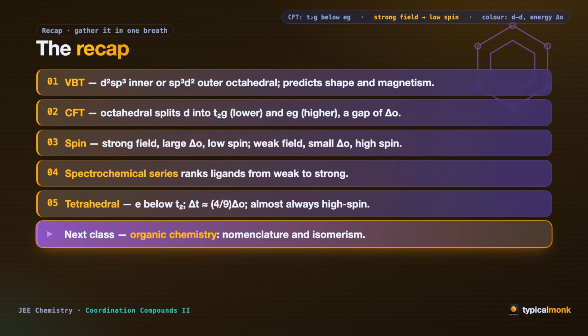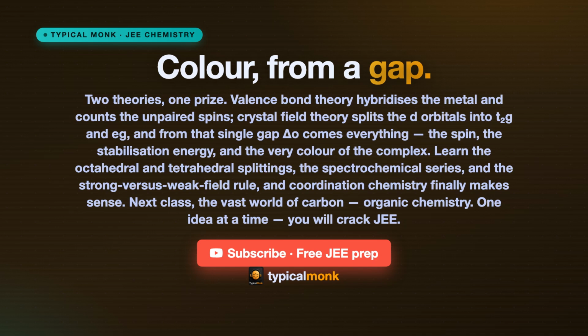Next class, organic chemistry, nomenclature and isomerism. 2 theories, 1 prize. Valence bond theory hybridizes the metal and counts the unpaired spins. Crystal field theory splits the d orbitals into T2G and EG. And from that single gap, delta O, comes everything: the spin, the stabilization energy, and the very color of the complex. Learn the octahedral and tetrahedral splittings, the spectrochemical series, and the strong versus weak field rule, and coordination chemistry finally makes sense. Next class, the vast world of carbon, organic chemistry.